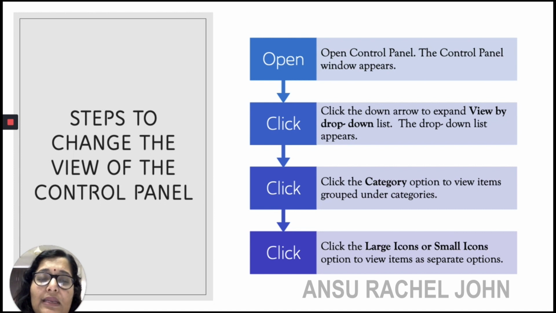From that you have to click the category option. In that you can find large icons or small icons. If you want the large icons, you can click on large icons. If you want the small ones, you can click on the small icons option from that. So the options are named large icons and small icons.